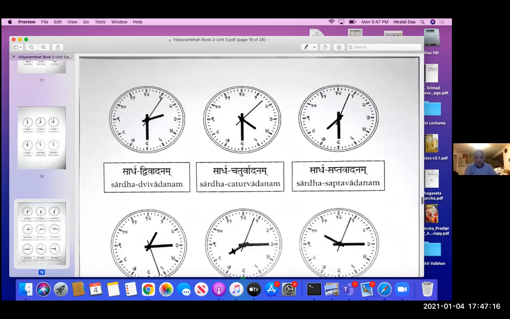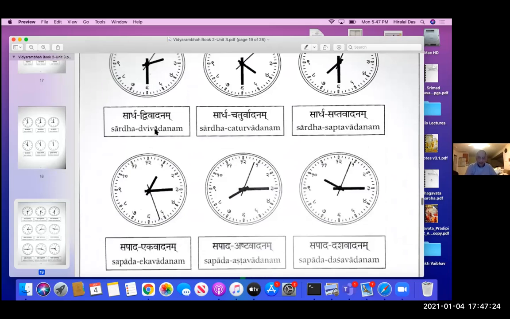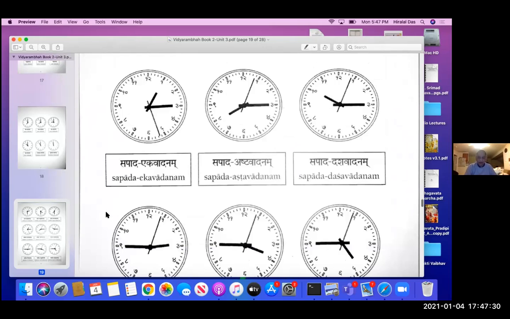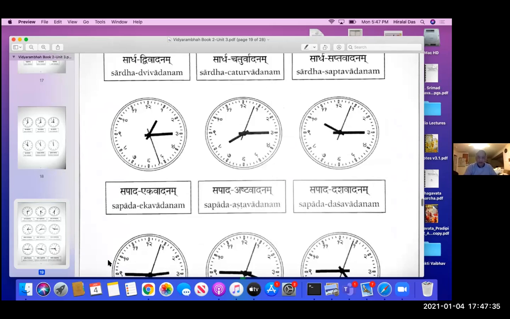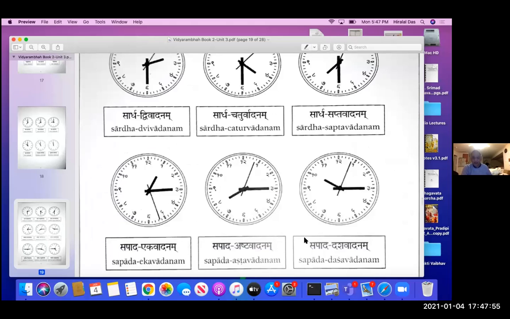Okay. So let's go to this one. Now, the simple thing you remember is that Sardha, Ardha is at 6. Sapada is at 3. And Padona is at 9. Okay. Long hand position. Then short hand, if it is Sardha Dvi, that means 2:30, so between 2 and 3. Chaturvadanam Sardha, so between 4 and 5, short hand. And Sardha Saptavadanam, so between 7 and 8. Okay, like that. So Sardha is also not that difficult.